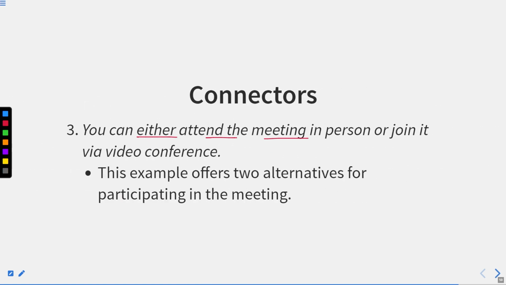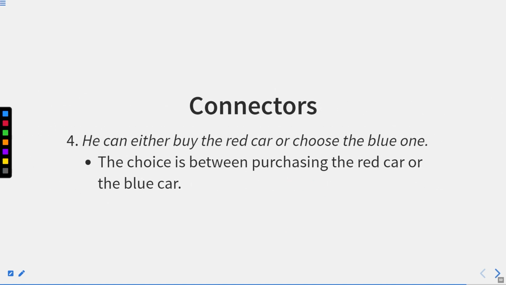You can either attend the meeting in person or join it via video conference. So here we can use either or if such situations occur. This example offers two alternatives for participating in the meeting. He can either buy the red car or choose the blue one. This choice is between purchasing the red car or the blue car. It is not a choice about whether to buy a car. The car has to be purchased, but either red or blue will be the choice afterwards.